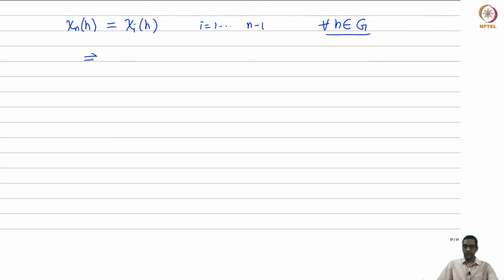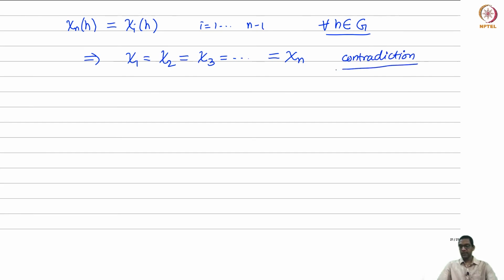So this arbitrary choice tells you that, as characters, chi_1, chi_2, chi_3 are all equal to chi_n. But that's a contradiction. Our original assumption was that the chi's are all pairwise distinct elements. So chi_n cannot equal any one of the previous ones. Here we therefore get a contradiction. So that completes the proof. It shows that by induction we have shown that any set of pairwise distinct characters is necessarily linearly independent.